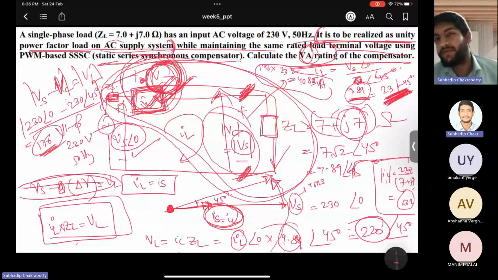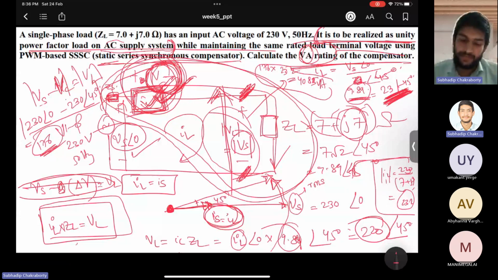If you calculate the injected voltage, you obviously know the current. How do you know the current? You know the current from the information that the load voltage amplitude is equal to the supply voltage amplitude, divided by ZL to get the amplitude of the current. Amplitude of the current into amplitude of the injected voltage will give you the volt ampere rating. So that was the main aim.